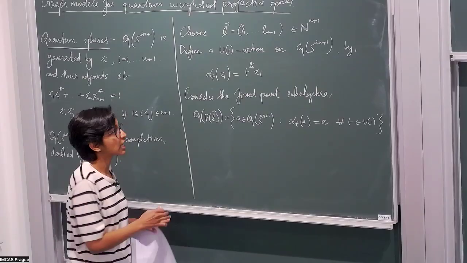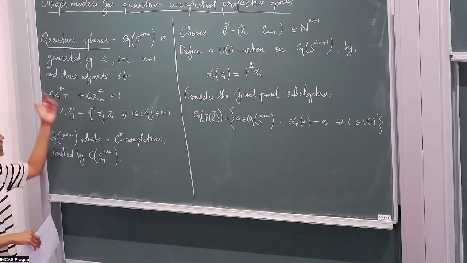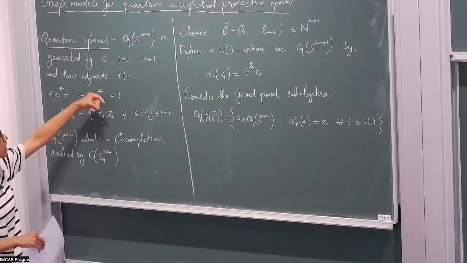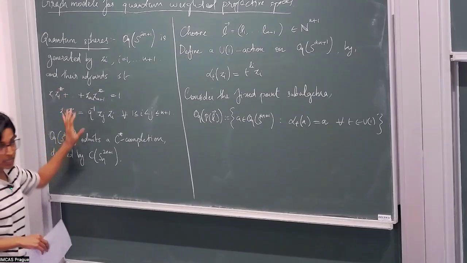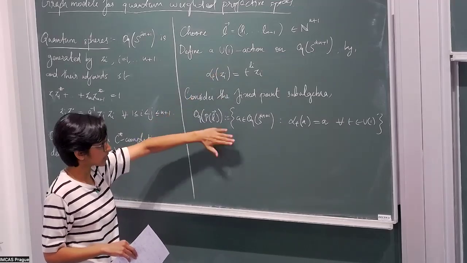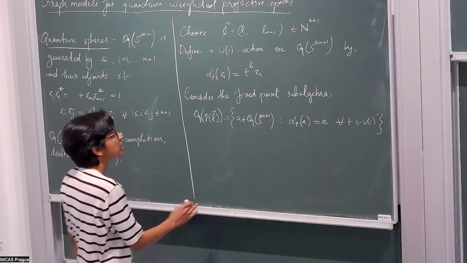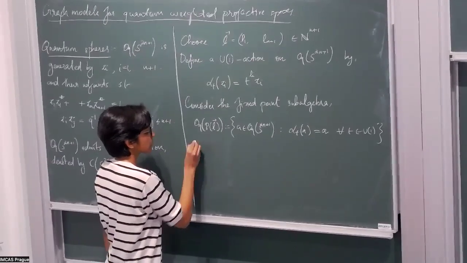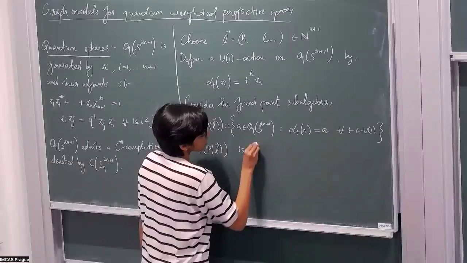You can also define this at the level of C-star algebras, I think. So this is a universal C-star algebra given by, if you don't care much about the algebra going on behind, you can just think of them as a C-star algebra generated by these elements satisfying these relations, and then define an action on the C-star algebra, and then take the fixed point algebra. Yes, exactly. Thank you.